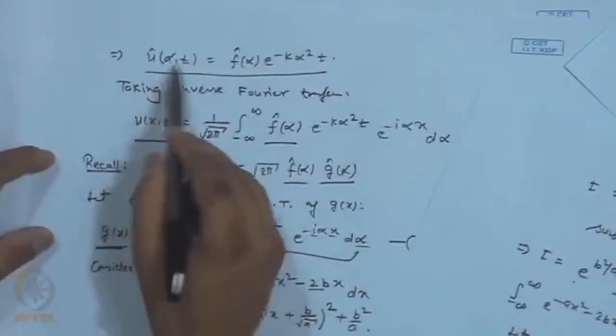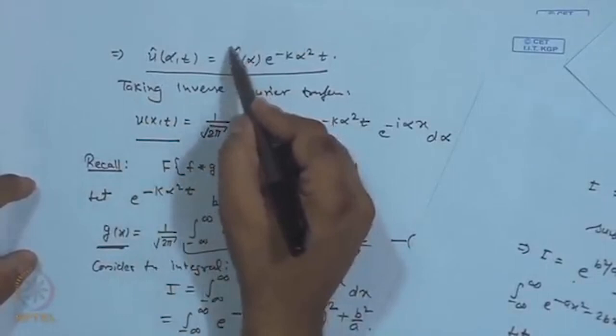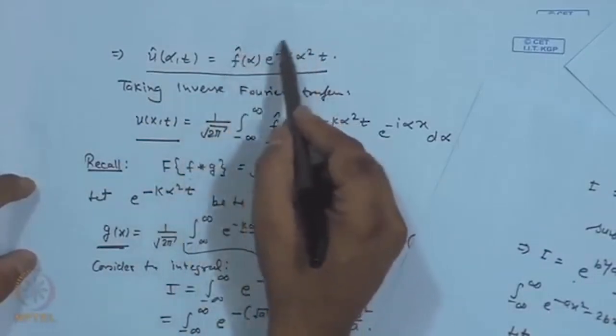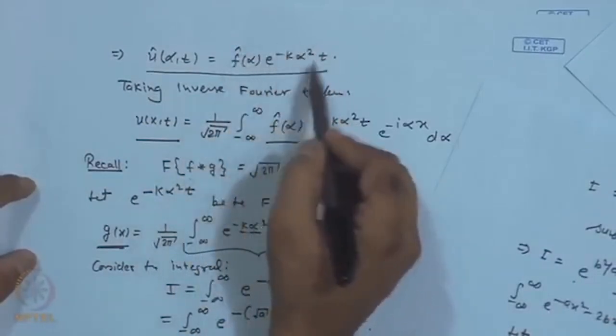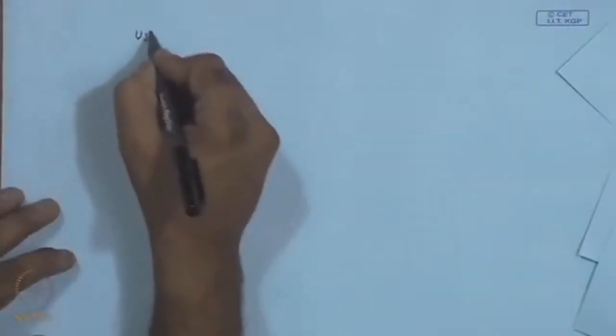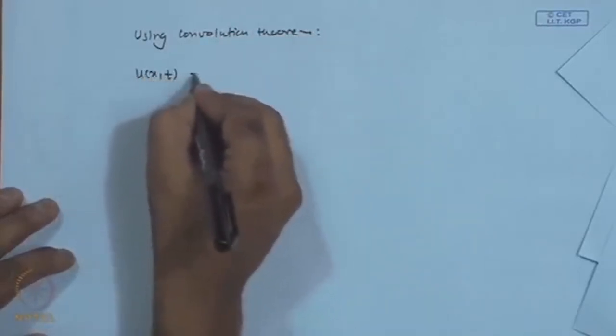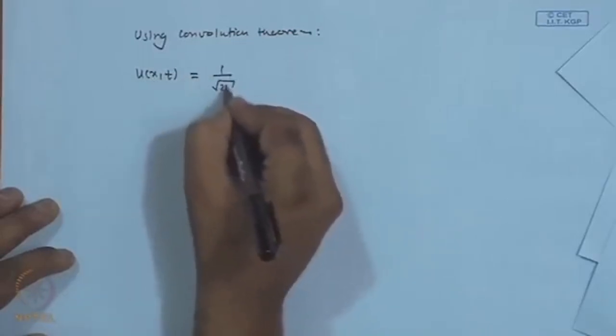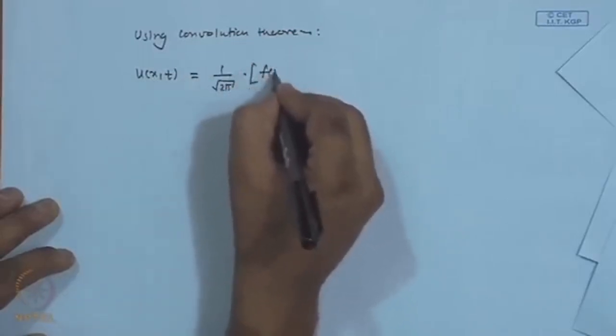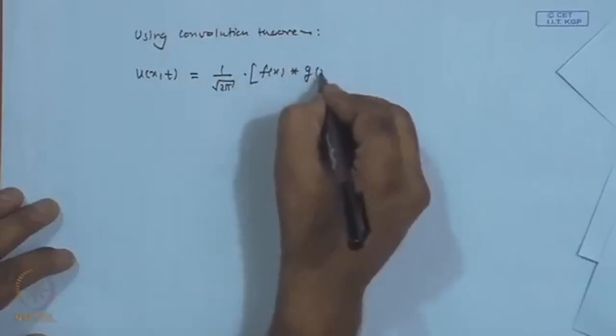And now we can use the convolution theorem, because we had this u hat(alpha, t) is f hat(alpha) times something, the inverse transform of which we know. And for this also we know that g(x) is the inverse transform of this. So we will use the convolution theorem. Using the convolution theorem, we get u(x, t) is 1 over square root 2 pi, f(x) convolution with g(x).